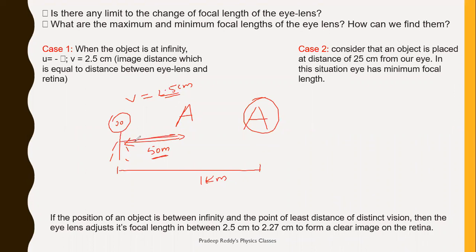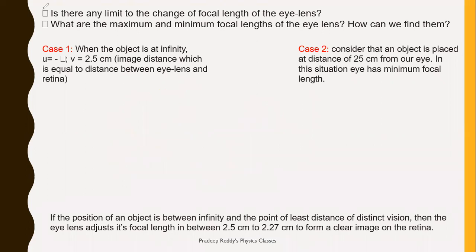Therefore, it has a particular limit of adjusting focal length. It cannot adjust the focal length to a very large or very small value. It has only some particular limit of adjustment. What is that particular limit? We are going to learn in this slide. Now, my question is: is there any limit of adjusting the focal length of the eye lens? That is question 1. Definitely, there will be a limit.